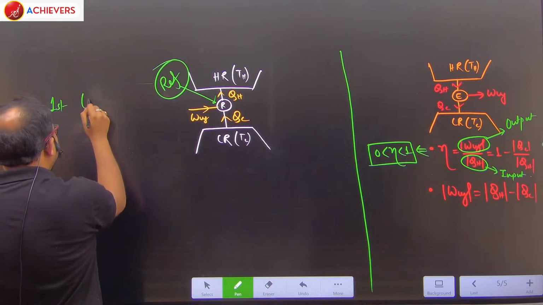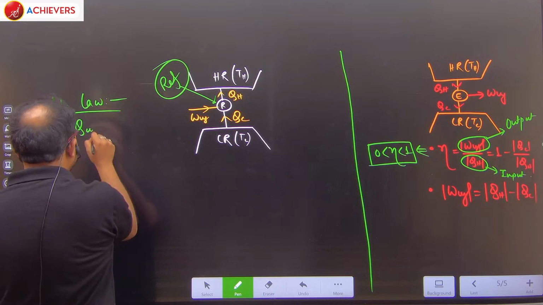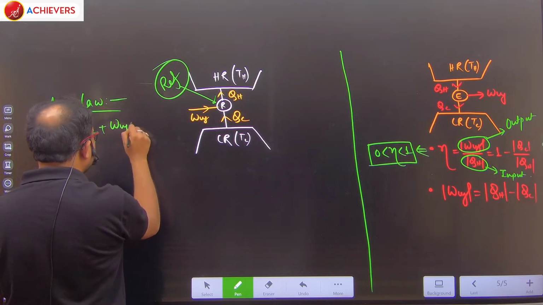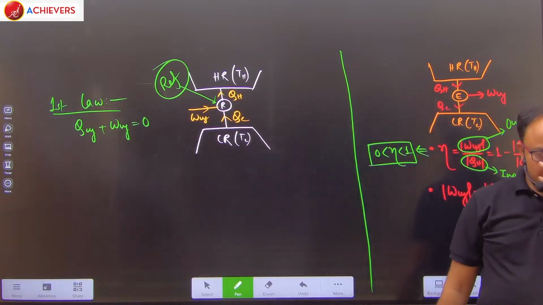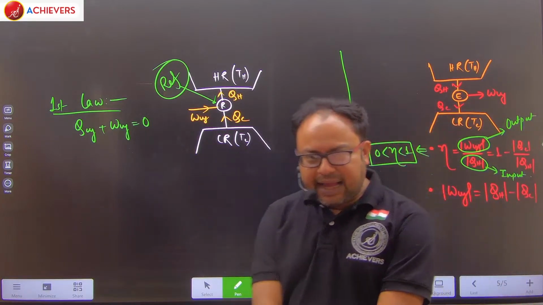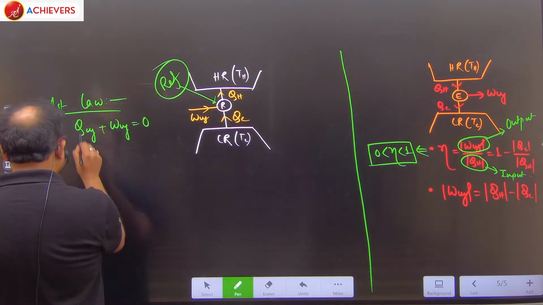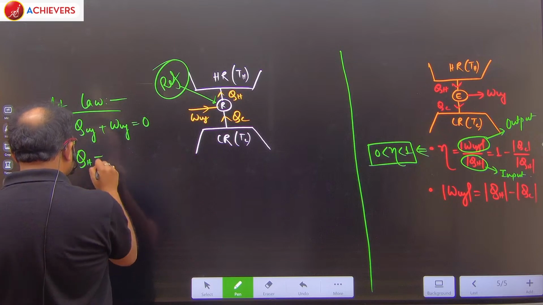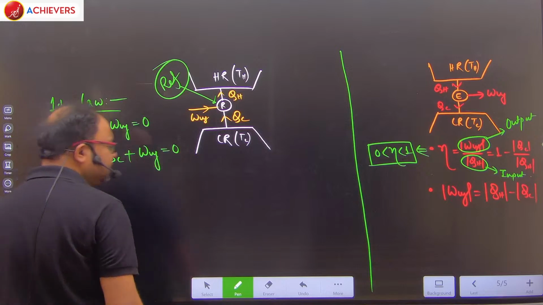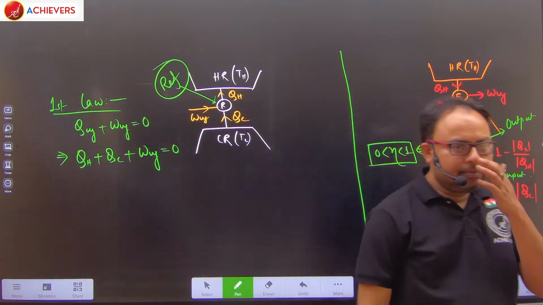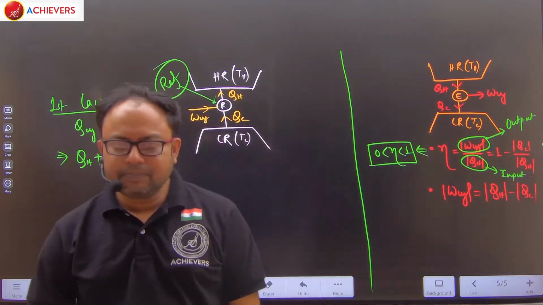By the first law, we all know that Q cyclic plus W cyclic has to be equal to 0. Now we all know that this Q cyclic is comprised of two terms, QH and QC, and W cyclic will remain as it is. This is 0. So far so good.